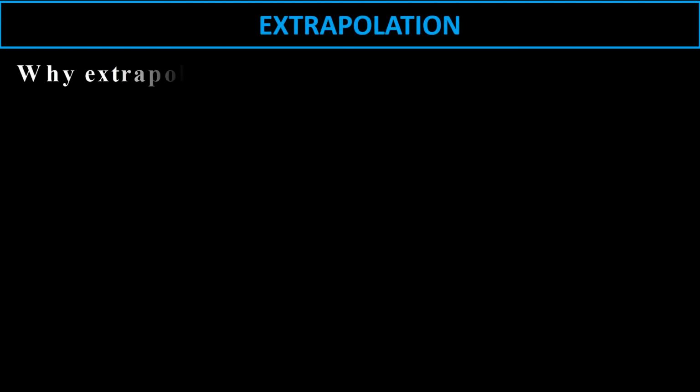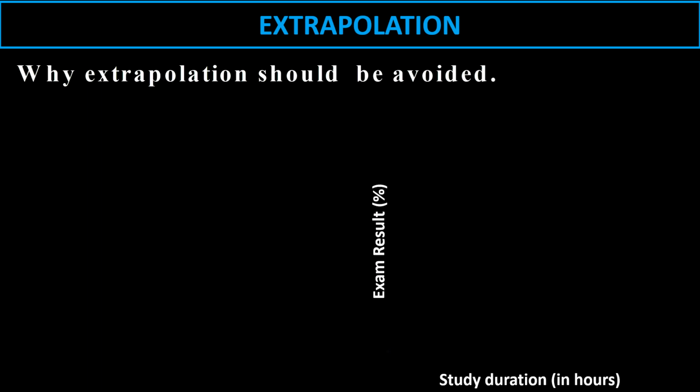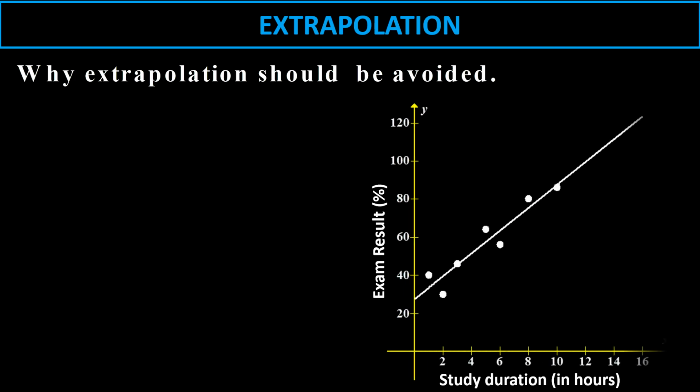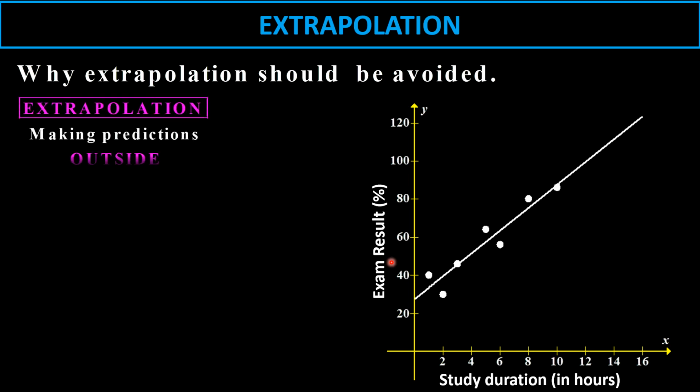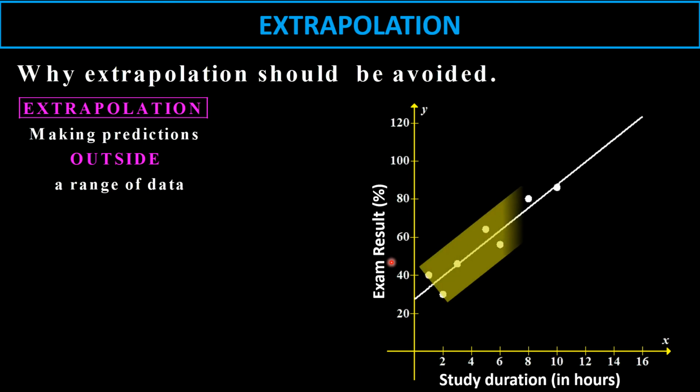Now with extrapolation, sometimes it is best to avoid extrapolation. And just to give you an example here, if I take the same example, I've got the duration of study in hours, and then I have the dependent one, exam result in percentage, right? So what is extrapolation? Making a prediction outside. So let's just take an example. So there's the interpolation. Any reading there, that will be the interpolation. That's my range of my data here.